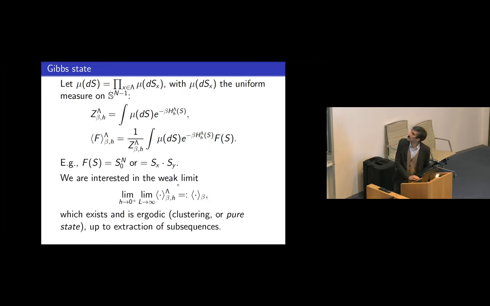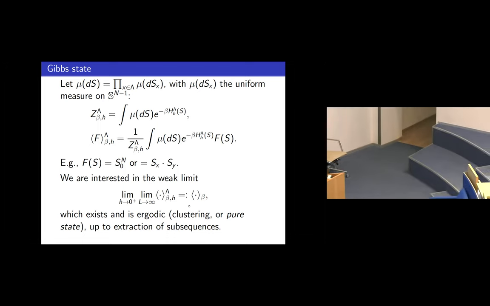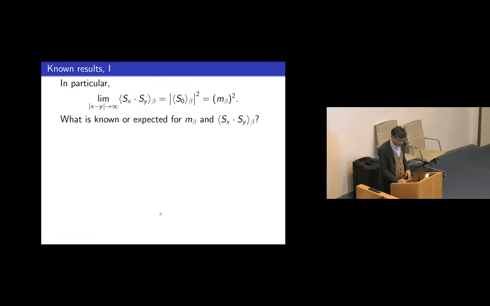Okay, and we're interested in characterizing the properties of this state obtained by sending first the size of the box to infinity, then h to zero plus. And this limit exists and is ergodic up to extraction of subsequences, possibly. I mean, in some cases, for instance for the Ising model, more is known, but for general N, you're forced to pass to subsequences in general.